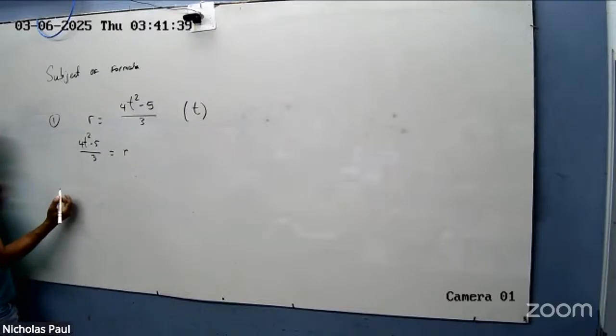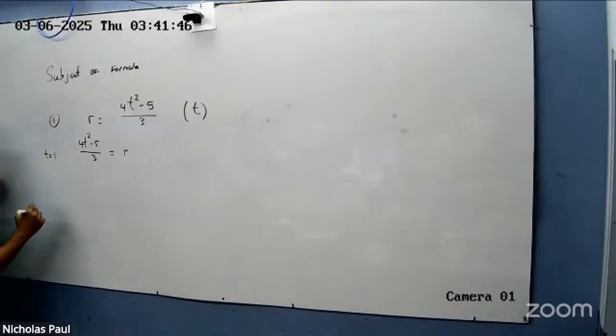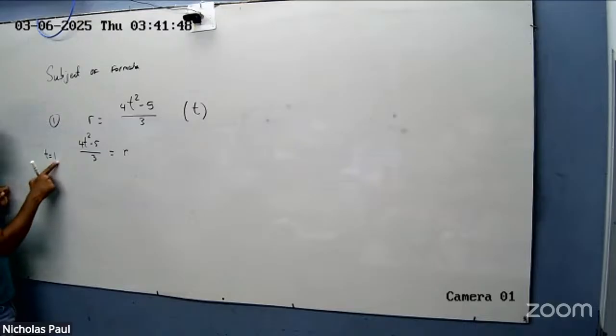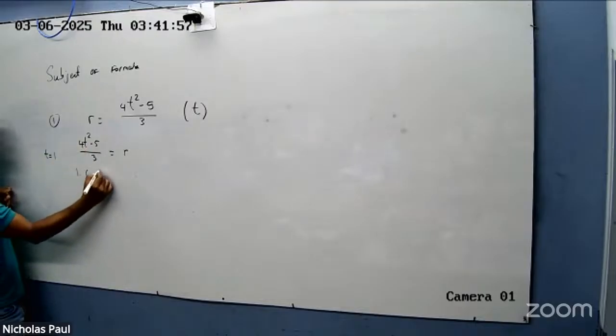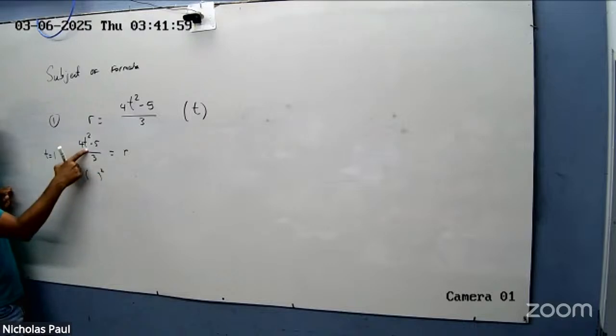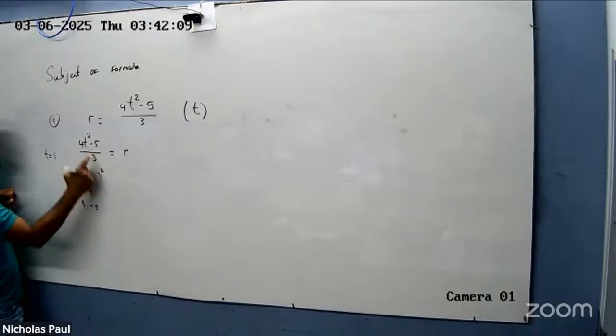And next technique is this. If I were to put t as 1, let's say, what's the first thing you'll do with that 1? If you put 1 in here, what's the first thing you'll do? First thing you'll do is square it. After you square it, you'll multiply it by 4. After you do that, you will minus 5. And after you minus 5, you finish here, so you divide by 3.